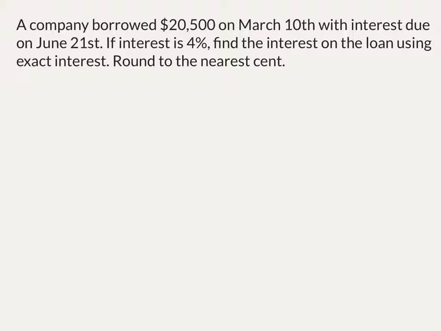A company borrowed $20,500 on March 10th with interest due on June 21st. If interest is 4%, find the interest on the loan using exact interest. Round to the nearest cent. For this problem, we'll use exact interest to find the amount of interest due. So exact interest assumes that there are 365 days in a year.